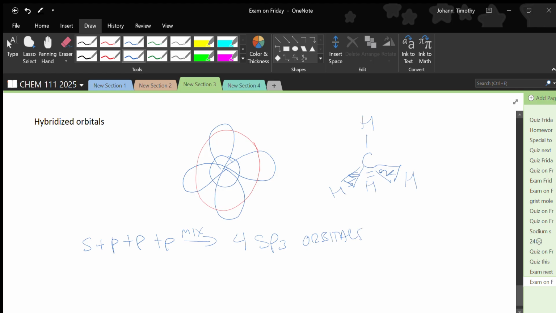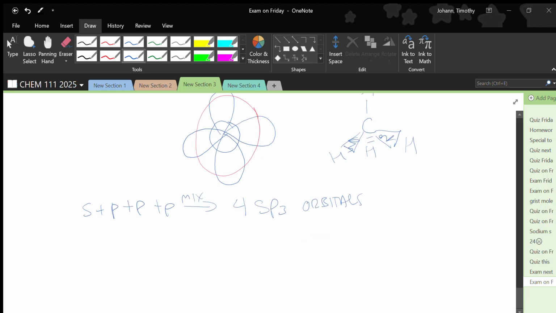which I understand is confusing and really vague. But it gets used all the time in organic chemistry. And so we call that hybridization. And so we would say that if we do this, the carbon is sp3 hybridized.